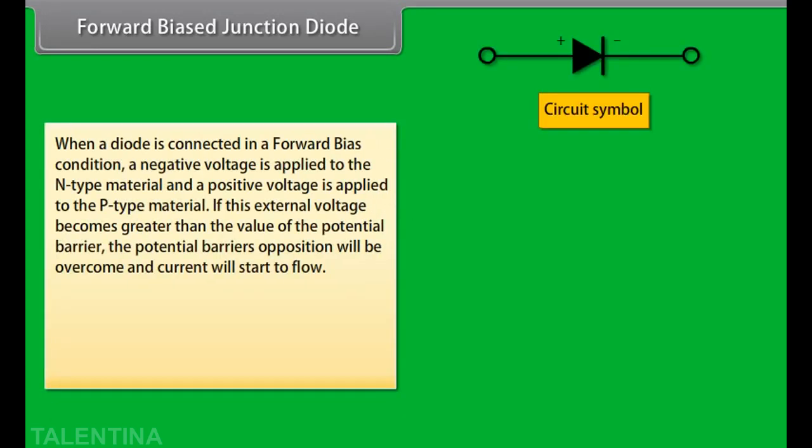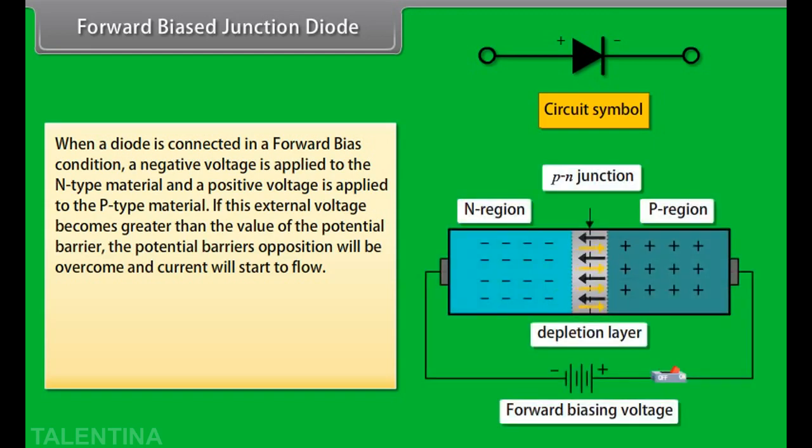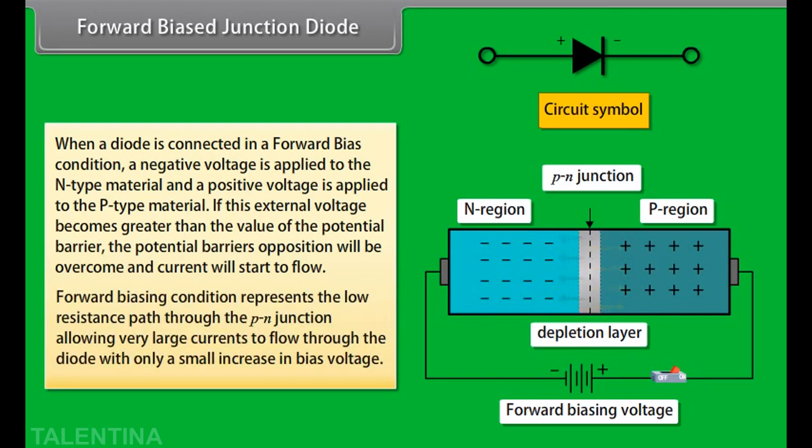Forward biased junction diode. When a diode is connected in a forward bias condition, a negative voltage is applied to the n-type material and a positive voltage is applied to the p-type material. If this external voltage becomes greater than the value of the potential barrier, the barrier's opposition will be overcome and current will start to flow. Forward biasing condition represents the low resistance path through the p-n junction, allowing very large currents to flow through the diode with only a small increase in bias voltage.